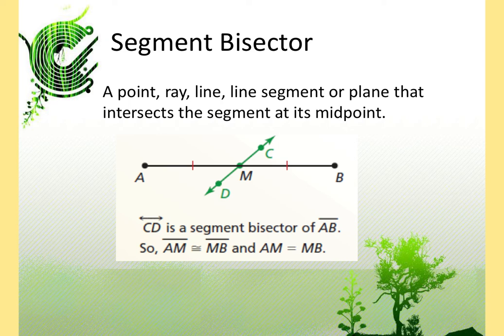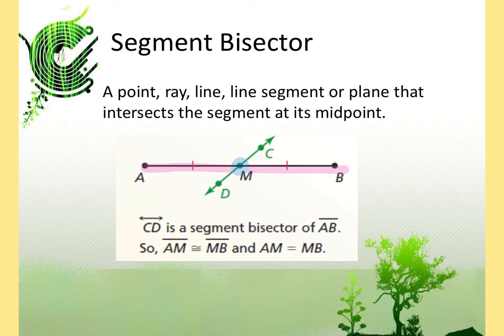All right, a segment bisector is a point, ray, line, line segment, or plane that intersects the segment at its midpoint. It has to be a segment that is being bisected, right? Otherwise, you can't find the middle. So you can't do this with a line. But AB is what's being cut in half right here at M.